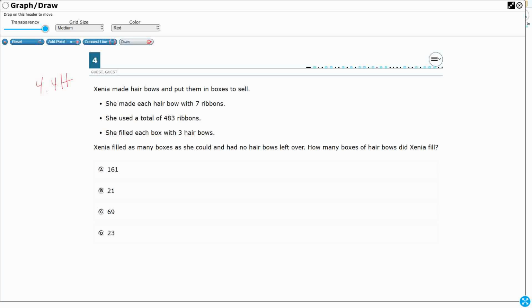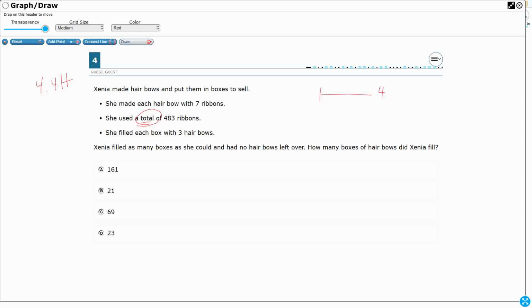So she made each hair bow with 7 ribbons. She used a total. Okay, so when they give you the word total, that's going to be important. 483 ribbons, and then she filled each box with 3 hair bows. So she filled as many boxes as she could, had no hair bows left over. How many boxes did she fill? Let's draw a picture here. I'm going to draw a strip diagram to represent this first part.